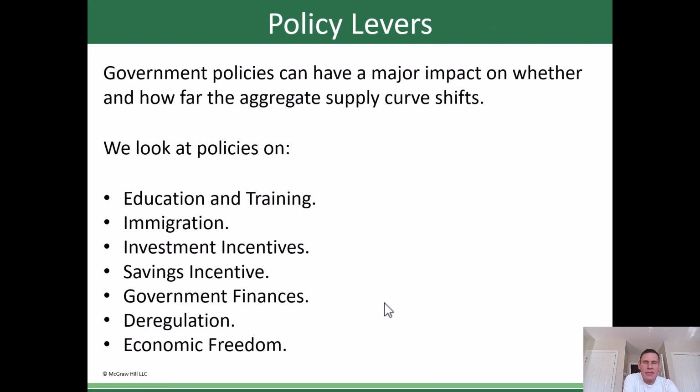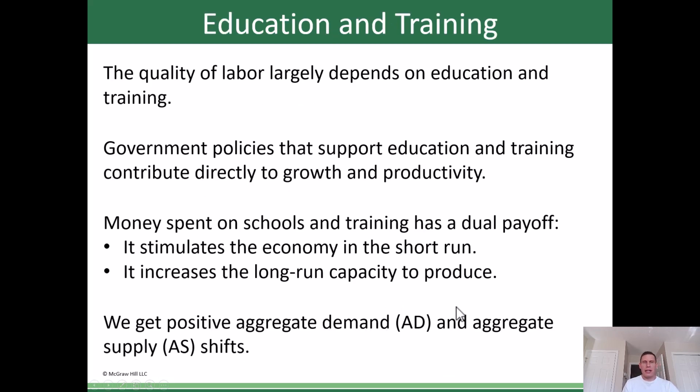So what policy levers, what can the government do to have an impact on this stuff? Government policies can have a major impact on whether and how far the aggregate supply curve shifts. So we could look at policies on education and training, immigration. We're gonna look at all of these briefly. Investment incentives, savings incentives, government finances, deregulation, and of course economic freedom. So let's start with education and training.